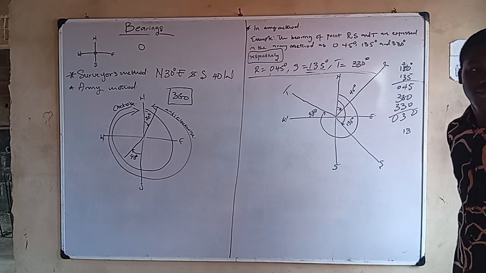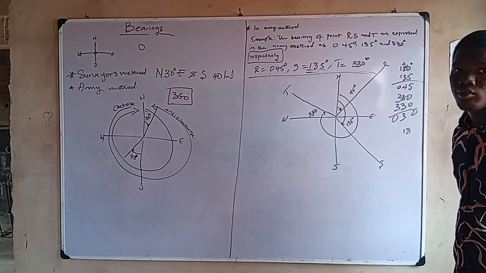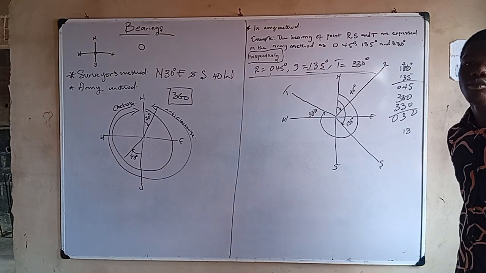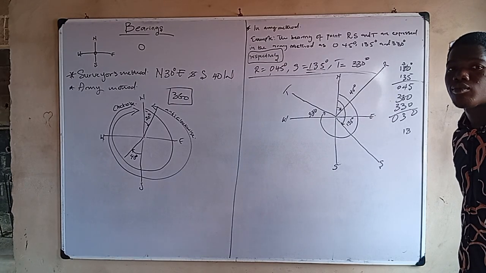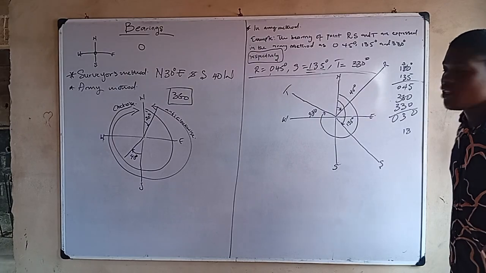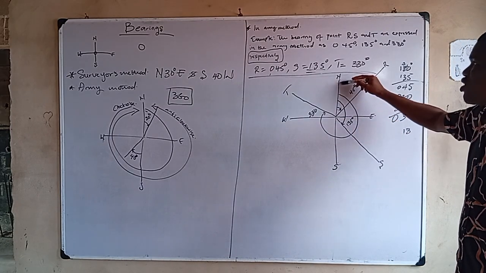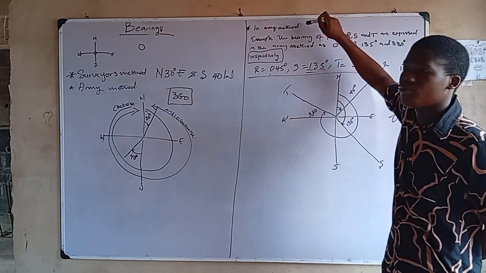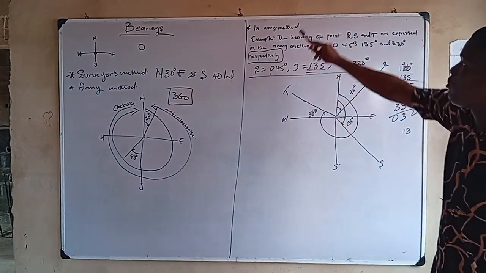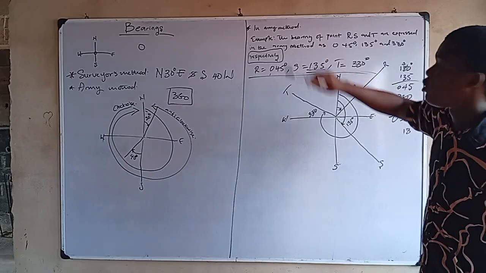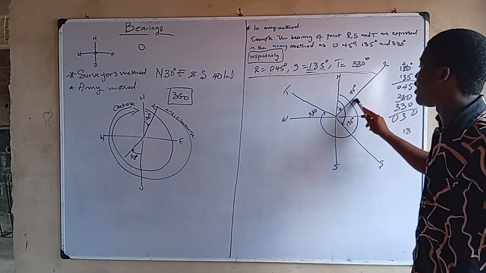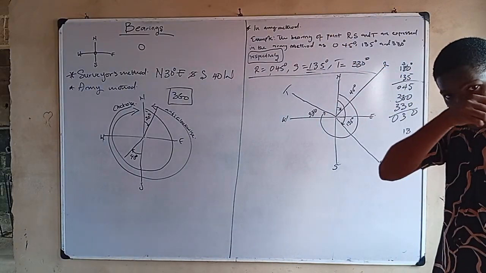Okay, so for this 135 you did, I thought it's after the 45. Like, is it after this 45 here? Yes, you start from there. No, you start from north. That is why it's called the army method. If you start from here, it is wrong already.